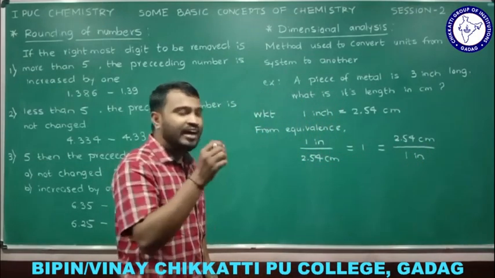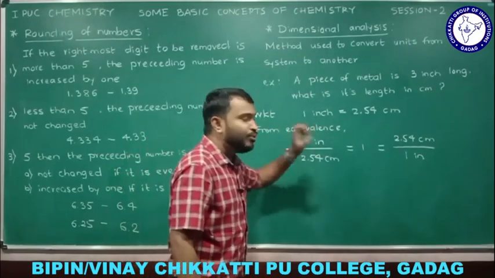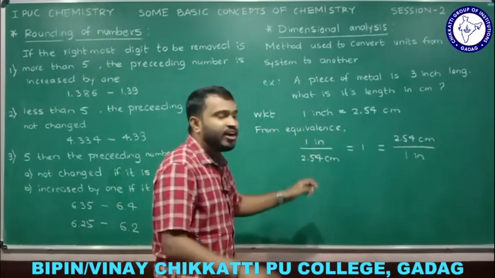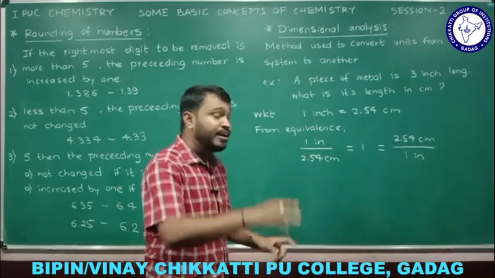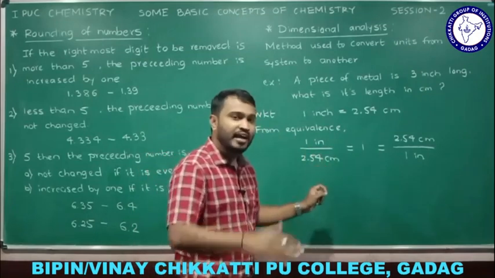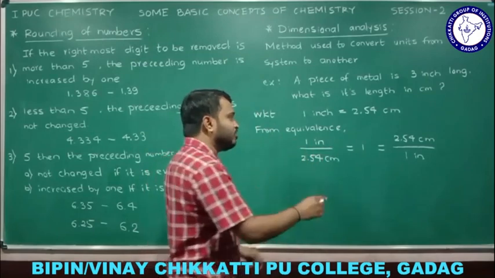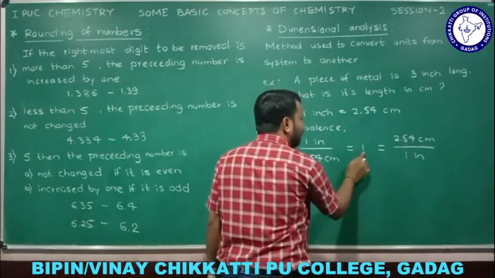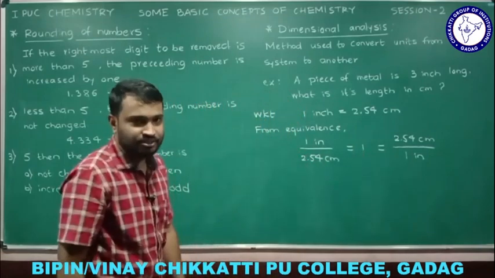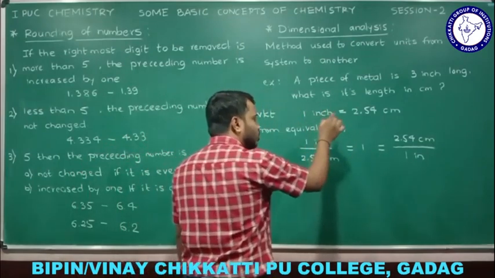So what is the advantage of using the unit factor? If you consider any unit factor and multiply it by any number, the value of the unit factor remains the same. I repeat, if you multiply any unit factor by any number, the value remains the same. Why? Because the value of a unit factor will always be 1, and that we call equivalence. So either of the two you are supposed to use while solving the problems here.